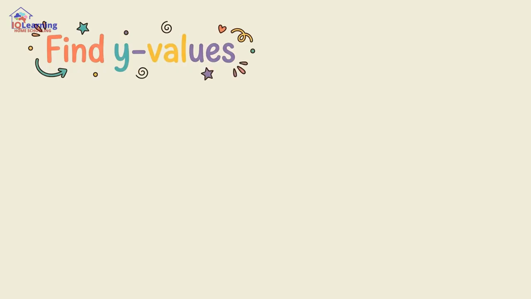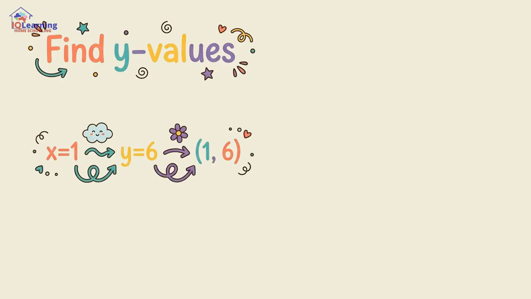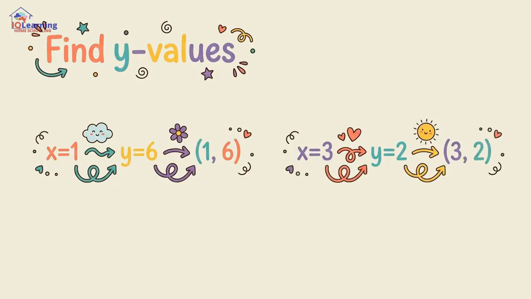To get the actual points, we substitute back into the original equation. When x equals 1, y equals 6, giving the point (1, 6). When x equals 3, y equals 2, giving (3, 2).